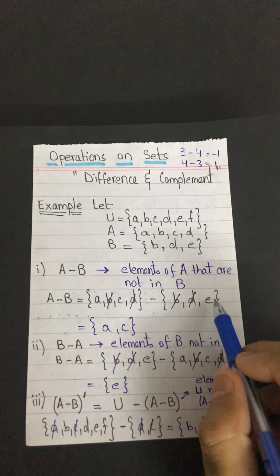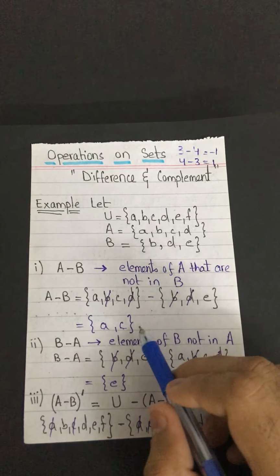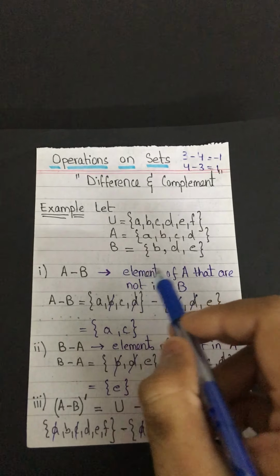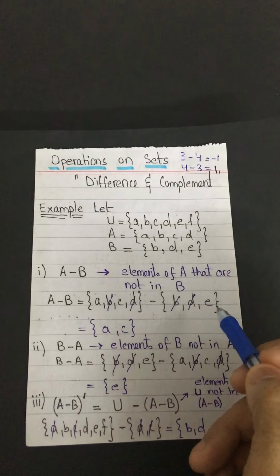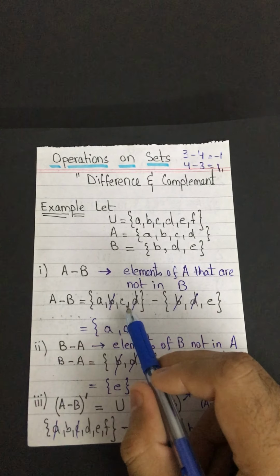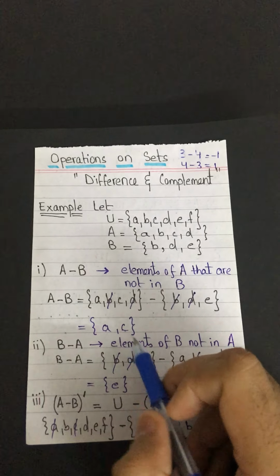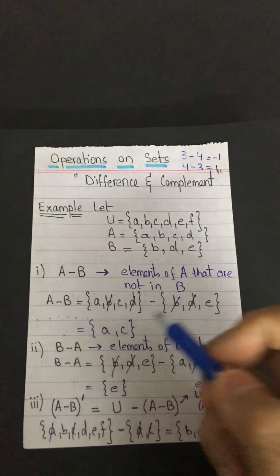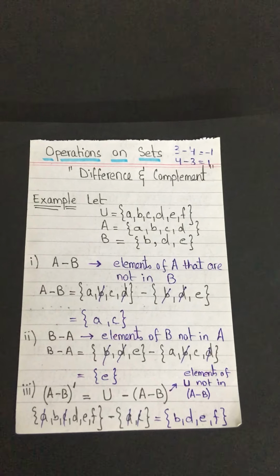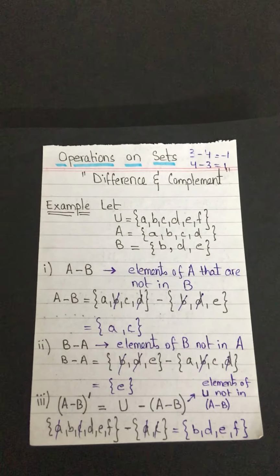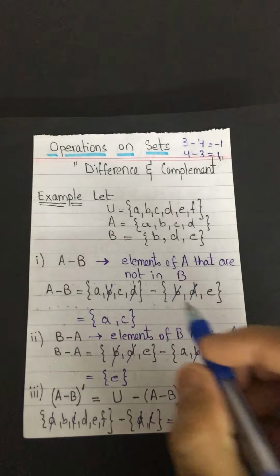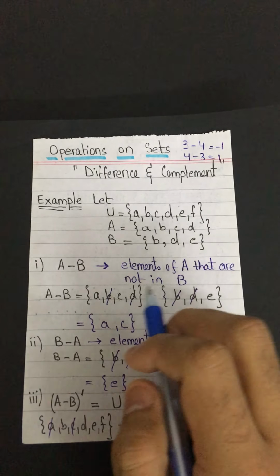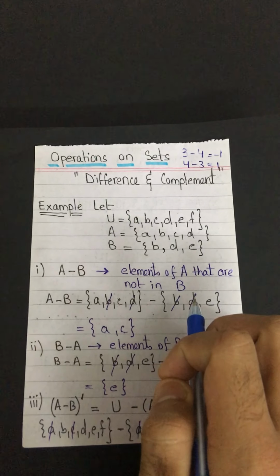I will not include this E in this bracket. If I include E in this bracket, my answer will be wrong, because A minus B are the elements of A that are not in B. So E is not in A. If I write E in this answer, it will be wrong. So I just have to focus on the first bracket only, and this is the only trick in the difference. Everything is simple, it is just like the complement. You just have to focus on the common elements, just cancel out the common elements, and then only see the first bracket, don't look at the second bracket.